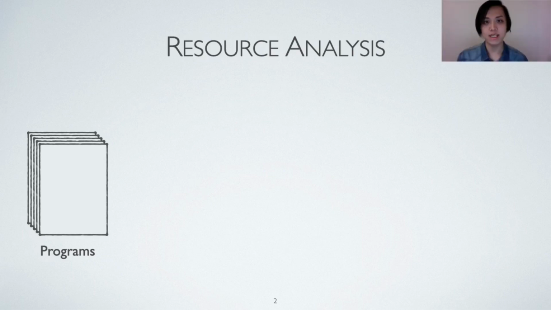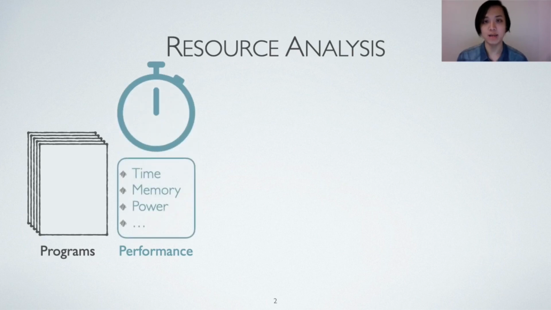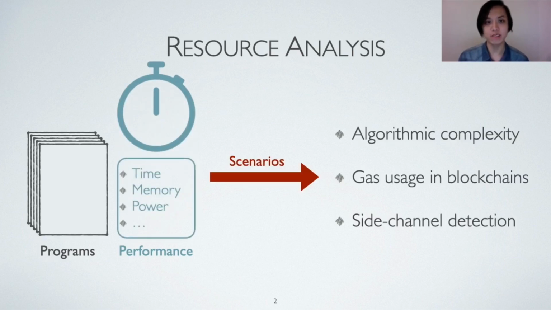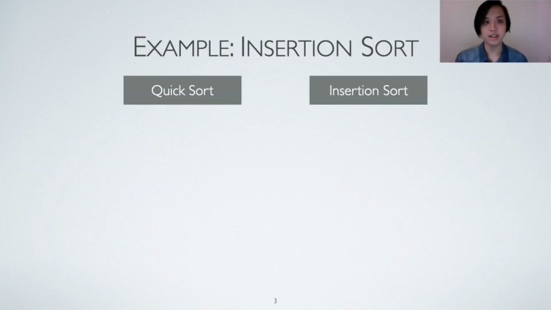Resource analysis studies the consumption of various kinds of resources in a program, such as time, memory, power, etc. One classic scenario of resource analysis is to find out the time complexity of algorithms. Resource analysis can also be applied to measure gas usage of smart contracts in blockchains, or detect side-channel vulnerabilities in cryptographic code. In this talk, let's focus on a scenario about the time complexity of sorting algorithms.